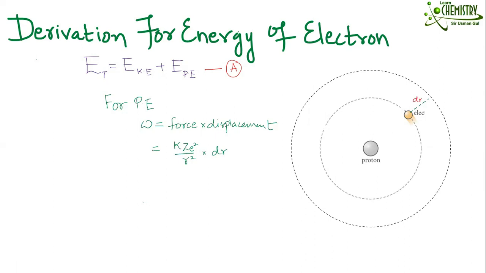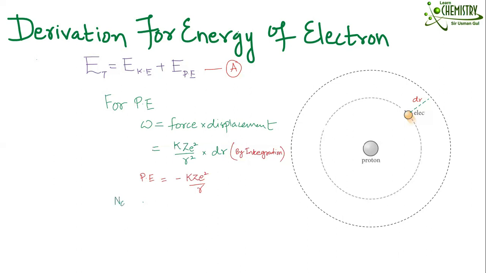If we integrate this, then we are able to get the final formula. Right now I will not go into the detail of how the integration will happen. Just quickly and shortly remember that it becomes the PE formula. After the integration, it will become minus kze square upon r. Now this is the formula of PE after the integration.